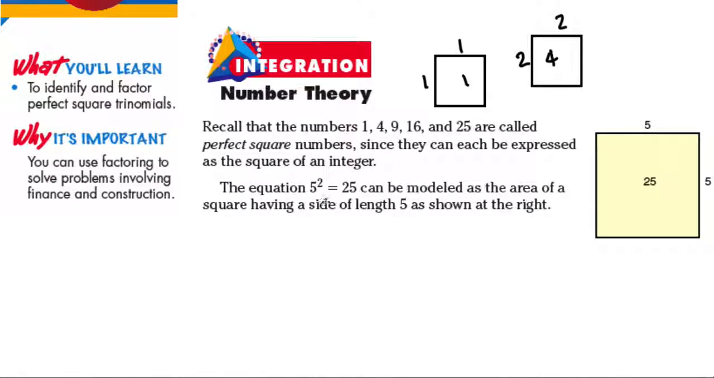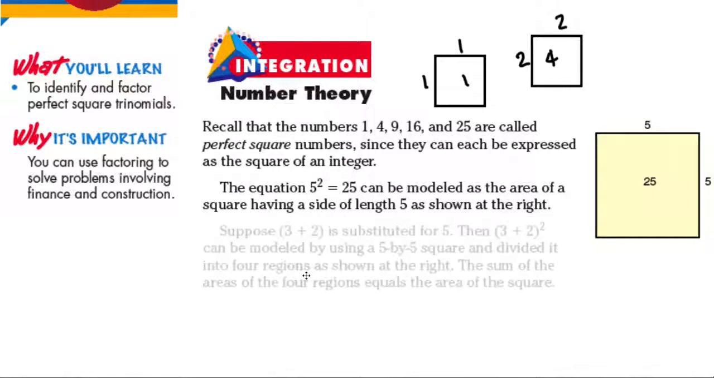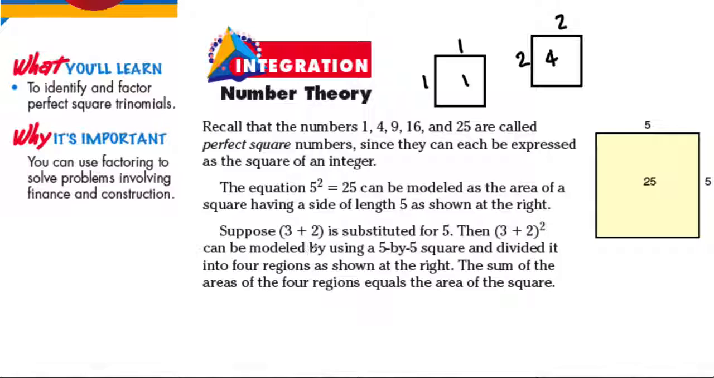So the equation 5 squared is equal to 25 can be modeled as the area of the square having a side of length 5, as shown at the right. Knowing this, we can now move on to binomials. Suppose 3 plus 2 is substituted for 5. Then 3 plus 2 squared can be modeled by using a 5 by 5 square divided into 4 regions as shown at the right.